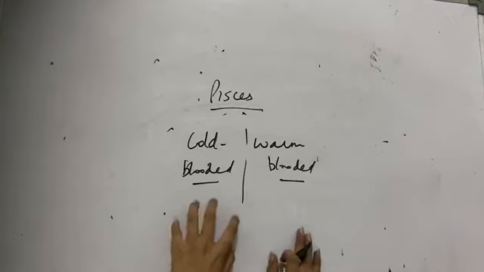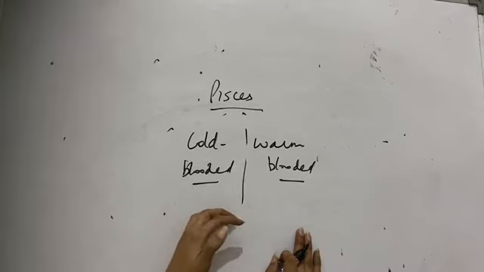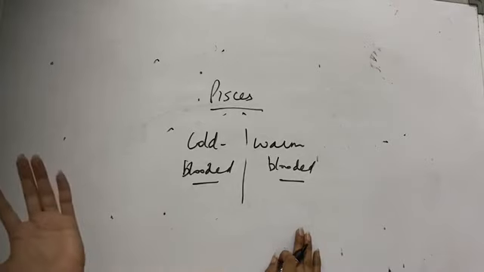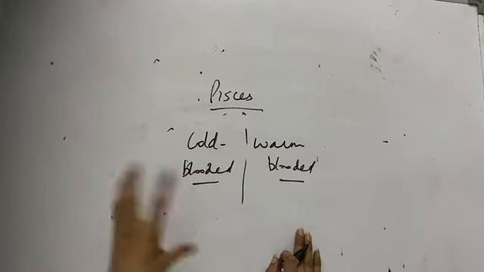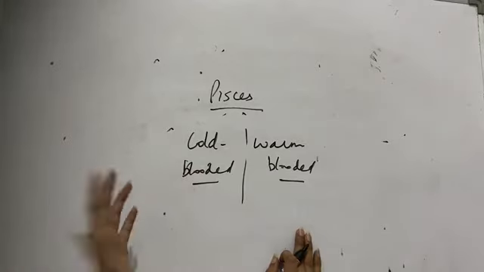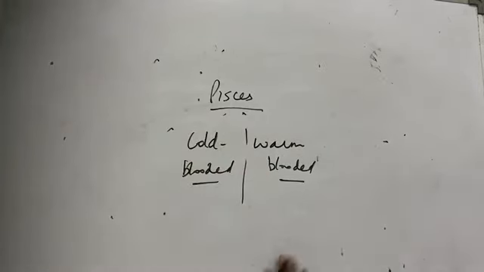And then there are cold-blooded organisms, in which if outside temperature is more, then they will change their body temperature as same as the temperature of the environment. If it is hot outside, they'll change their body temperature as per that. Such organisms are cold-blooded, and fishes are also cold-blooded.